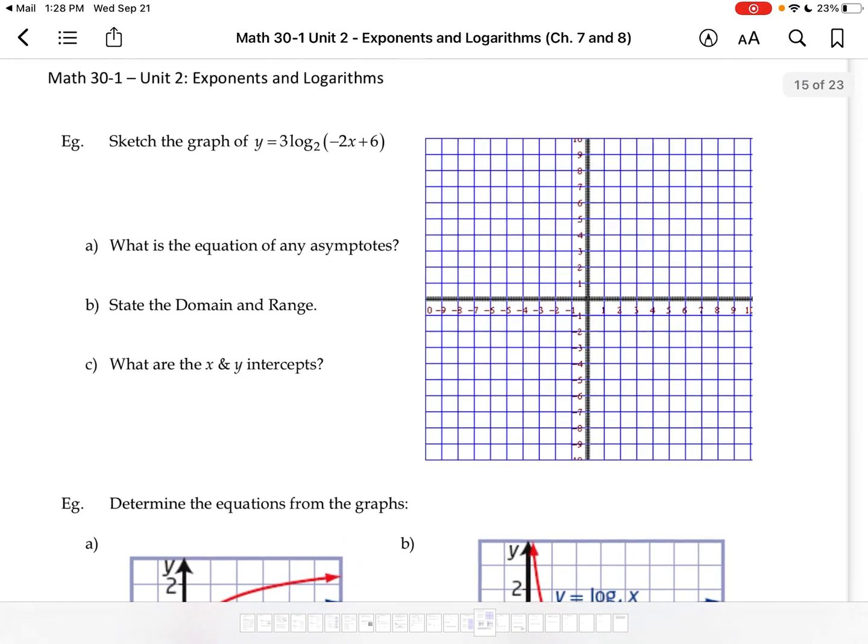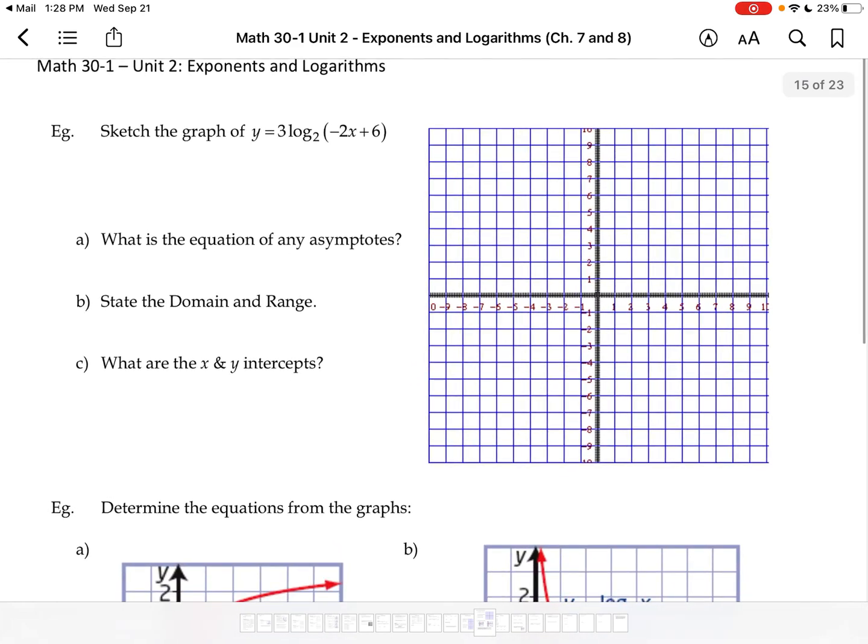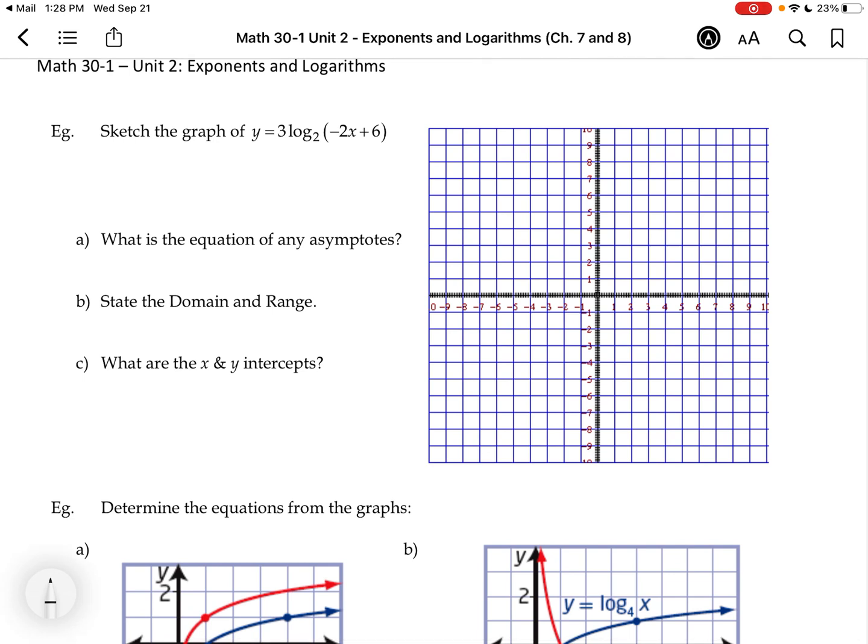Let's try another one. Okay, so here we've got y equals 3 log base 2 of negative x plus 6. So a couple things to think about. Number 1, the base function in this case would be y equals log base 2 of x.